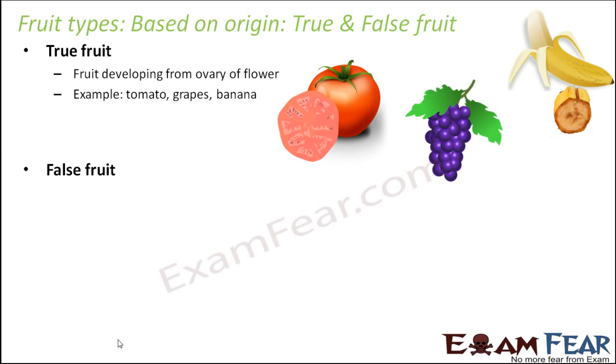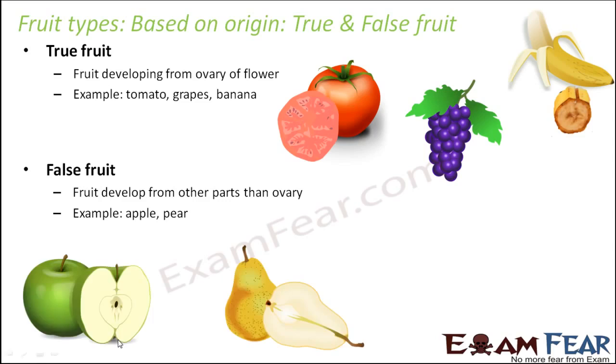But when I talk about false fruits, they are fruits which develop from parts other than the ovary. So it is not from the ovary, maybe from some other parts. It can be derived from the ovary plus some part of the plant, or it can be developed completely from some other parts of the plant. Examples of false fruits are apple and pear. Now let us try to understand both of them.